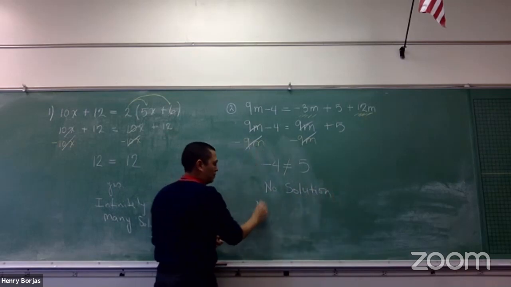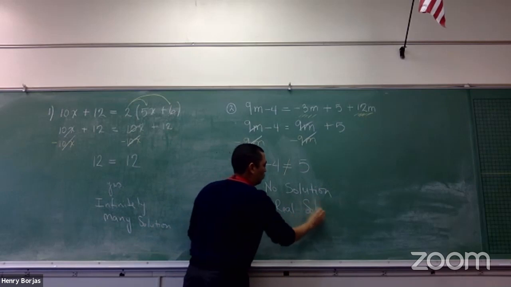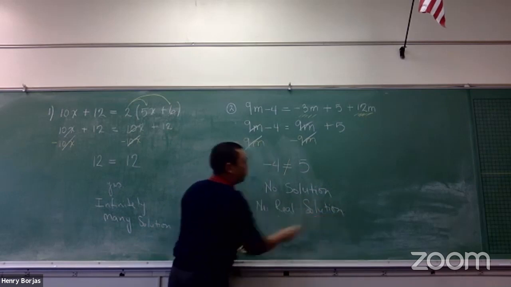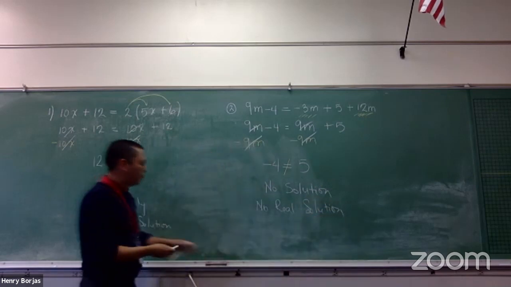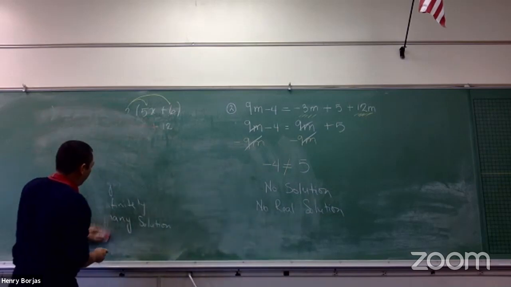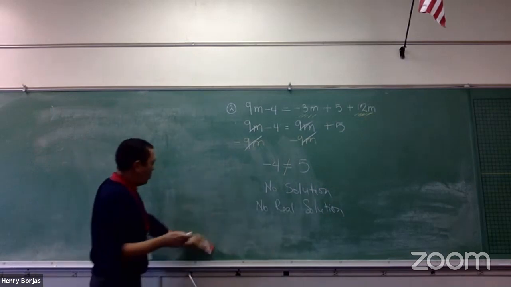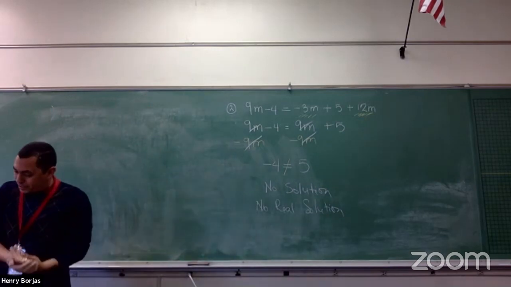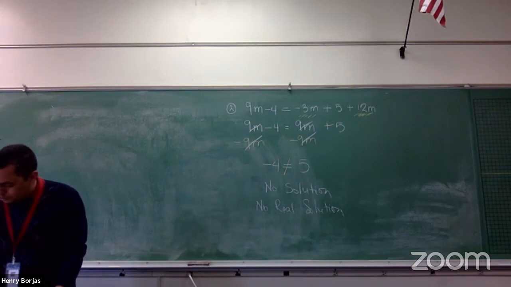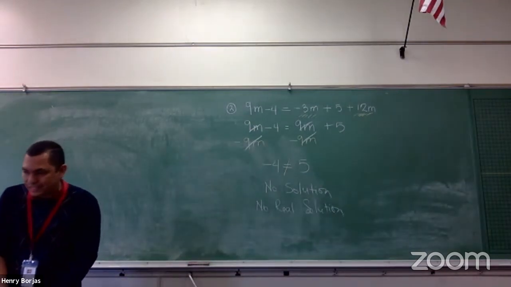Or no real solution. Those are two examples. Let me do another one. So I'm going to erase this one. Remember, we are in chapter 2, section 4, solving equations with variable on both sides.